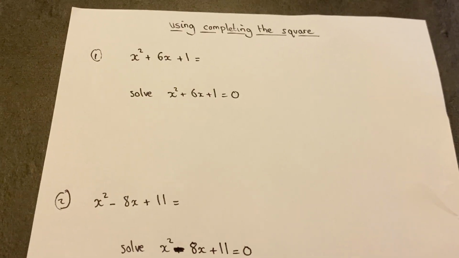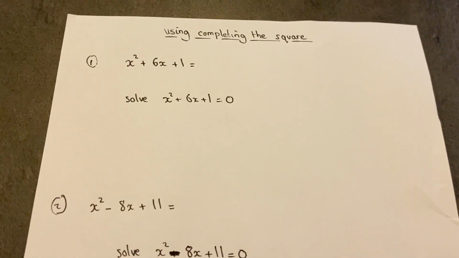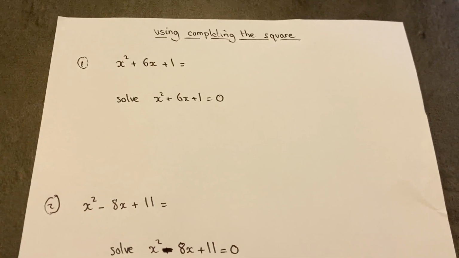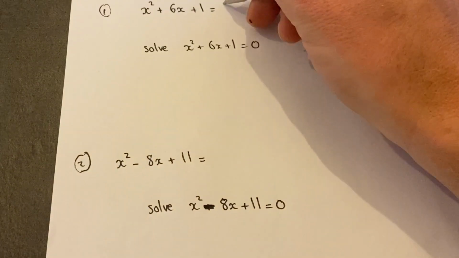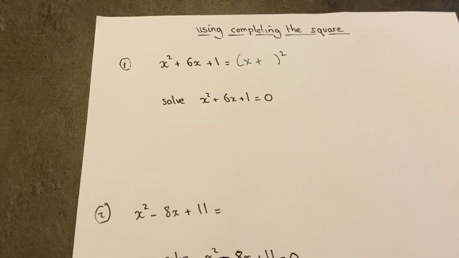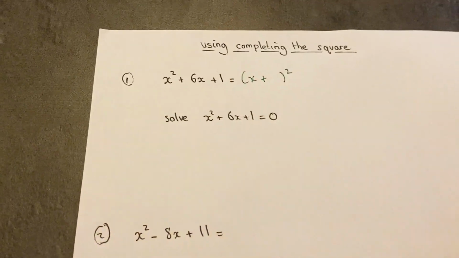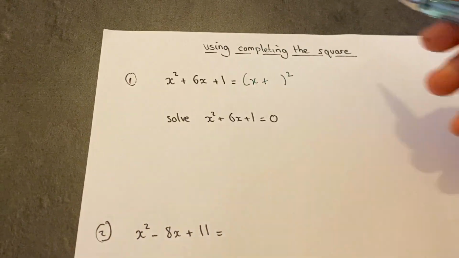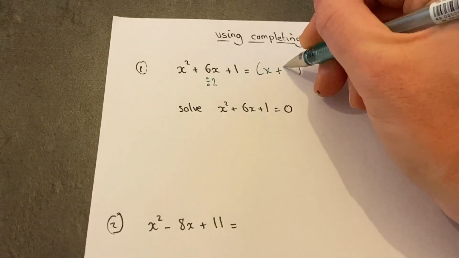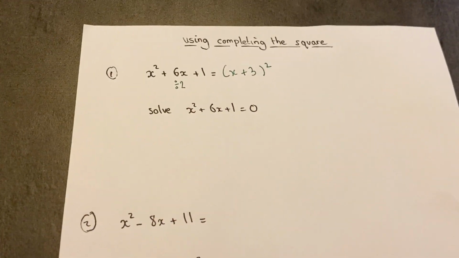This is a revision video for my Year 11s on completing the square. Now, when we complete the square, we want to rewrite an expression in the form x plus something squared. To get the something in the brackets, we always have the x coefficient. So a half of 6 is 3. Now, these two expressions are now almost equivalent.